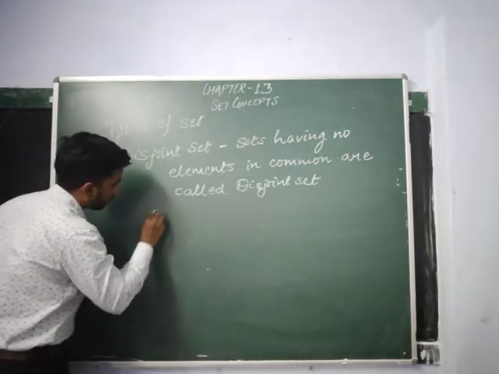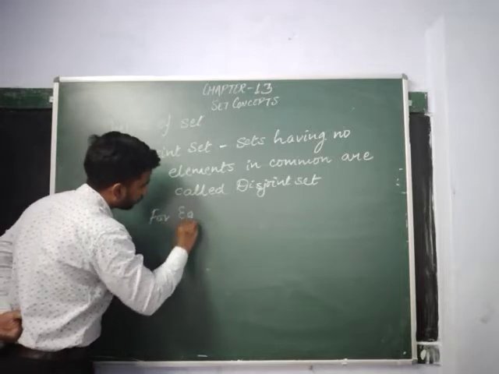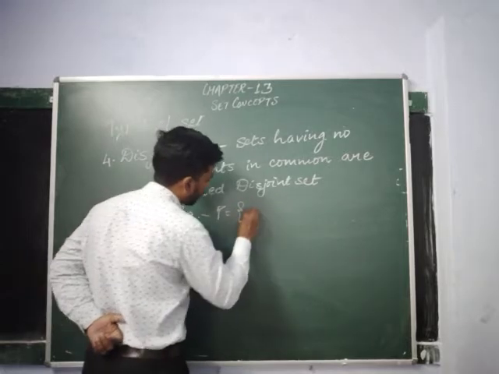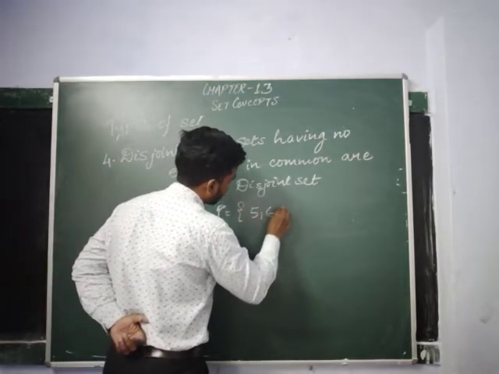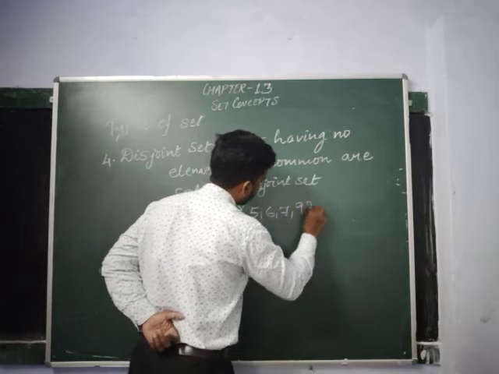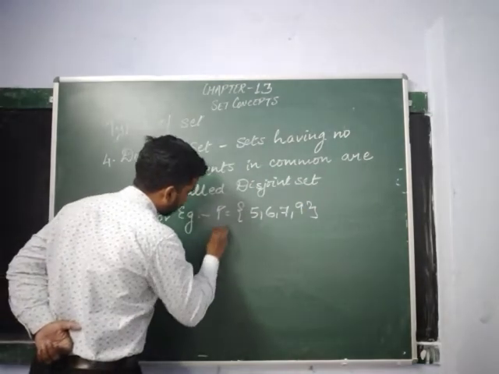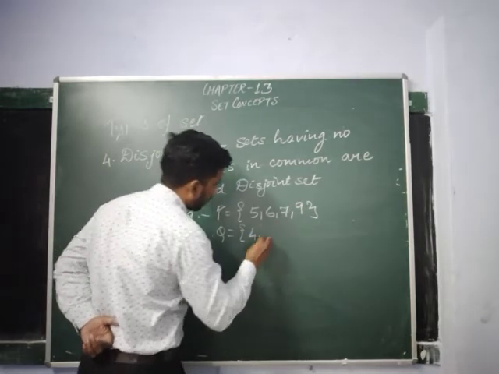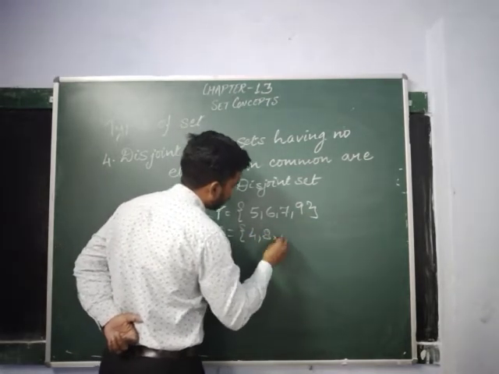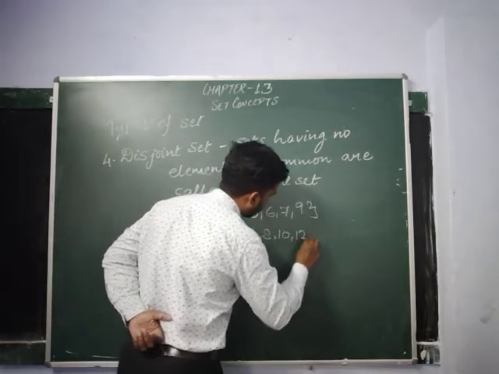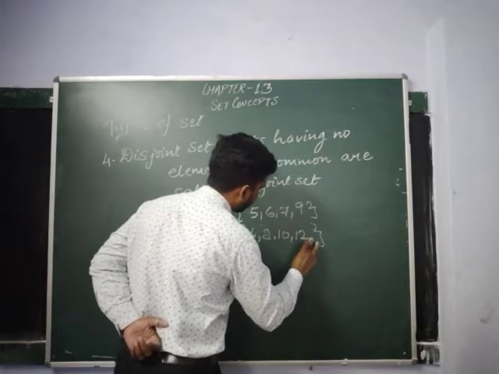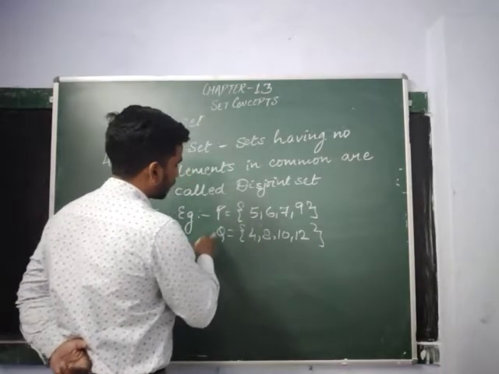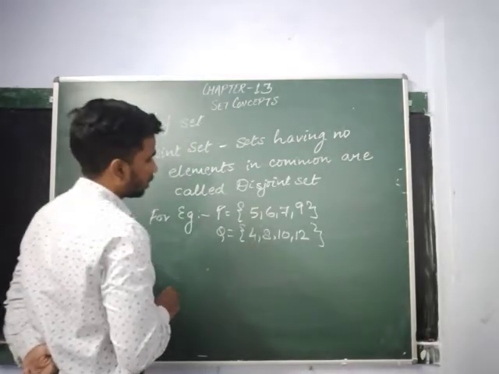Let's see an example. For example, set P having numbers 5, 6, 7 and 9. Okay, and set Q is having numbers 4, 8, then 10, 12. Clear? So now you can see that in both the sets there are no common elements in it.